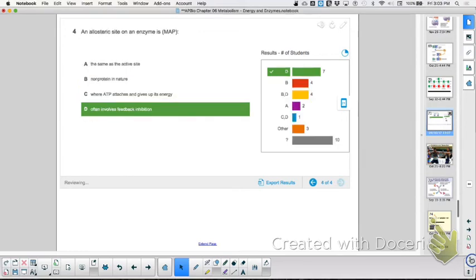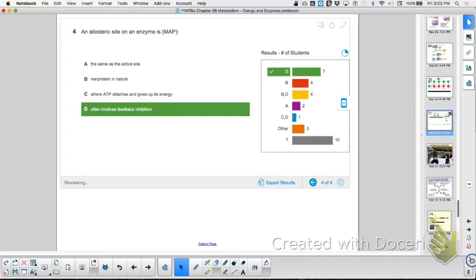And then 4, an allosteric site on an enzyme is the same as the active site? No. It's the second one. Is it non-protein in nature? No. It's on the enzyme, so it's protein. Where ATP attaches and gives its energy? No. Often involved in feedback? Yes. Remember I talked about how, if you have enough product, it goes back and binds to that allosteric site and changes enzyme 1 so you don't have that reaction go forward.